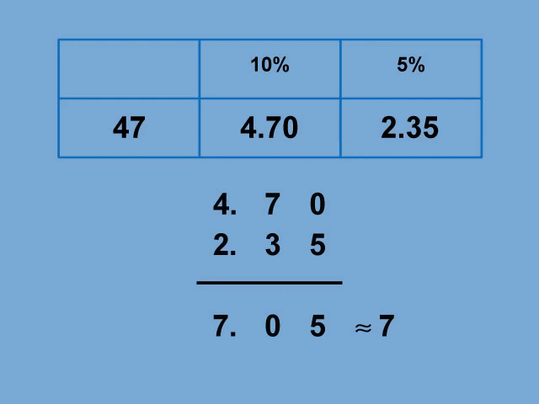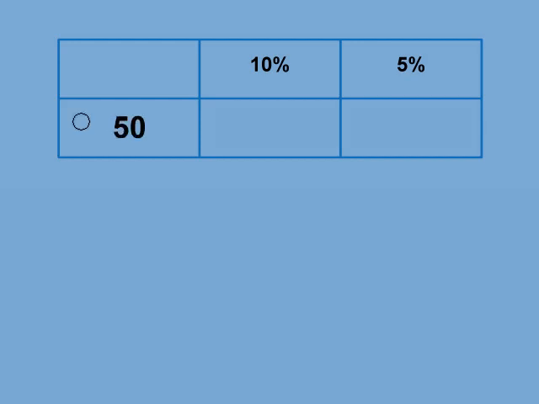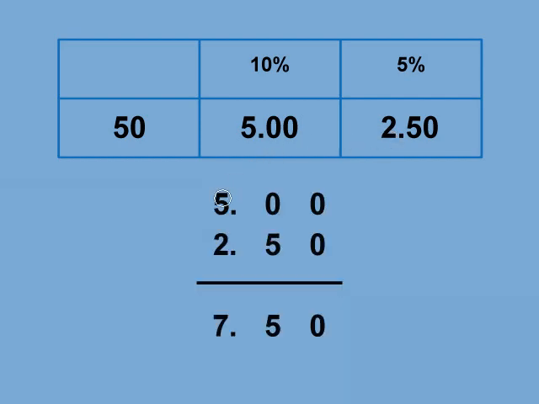An alternate way of doing this is to round the original amount in order to simplify the calculations even more. So the 47 is rounded to the nearest 10 to get 50. 10% of 50 is 5. And half of that is 2.50. The sum is 7.50. Rounding that to the nearest dollar results in $8.